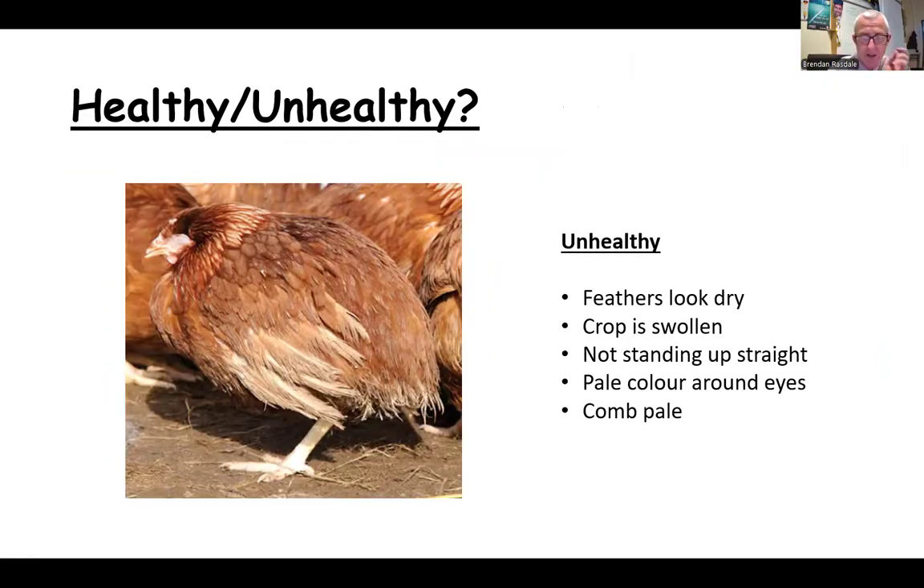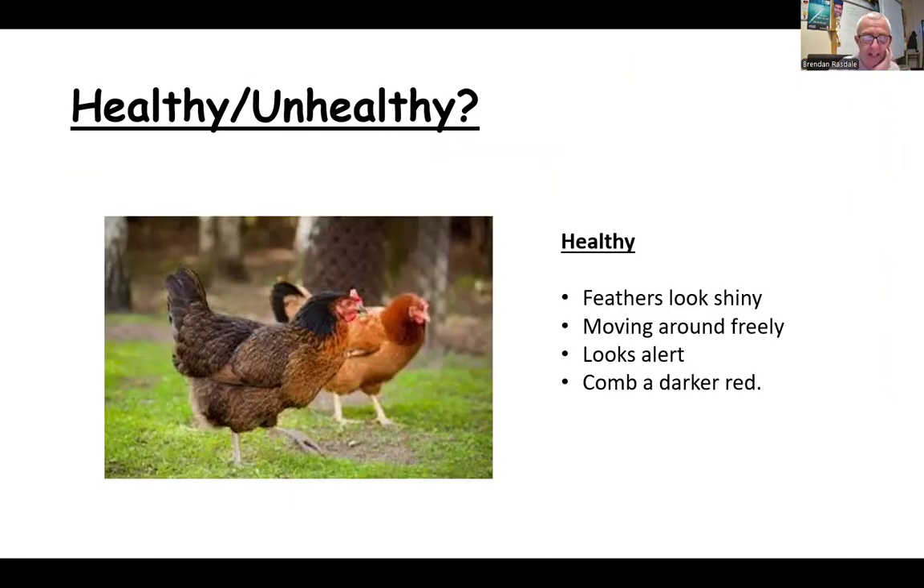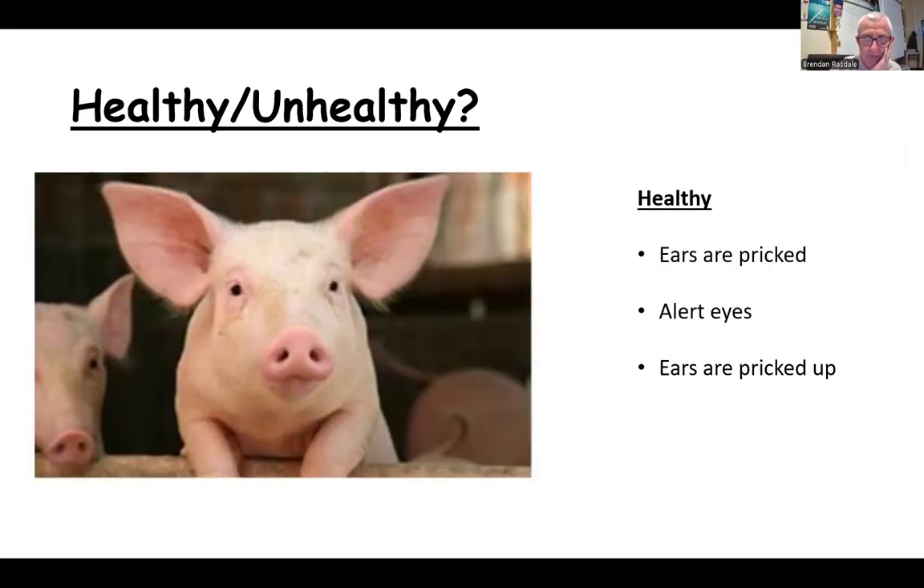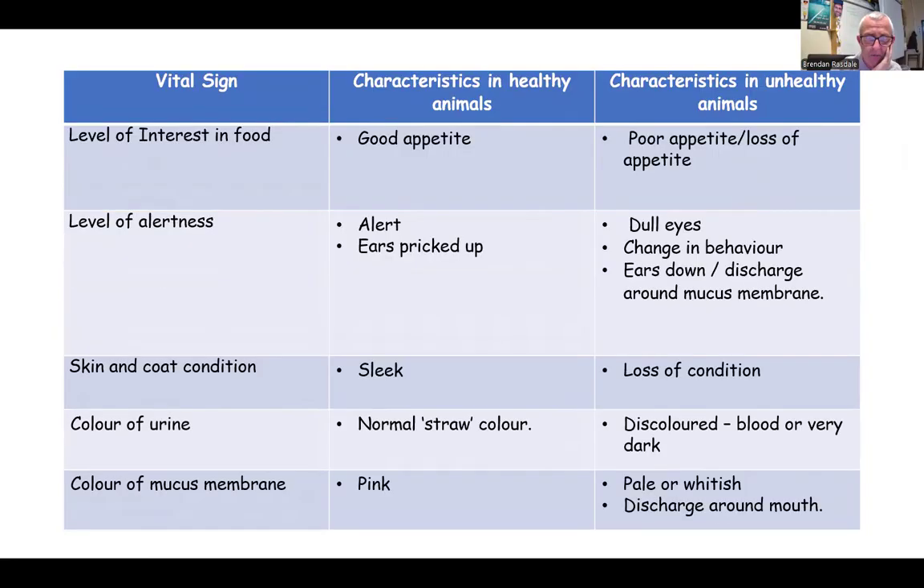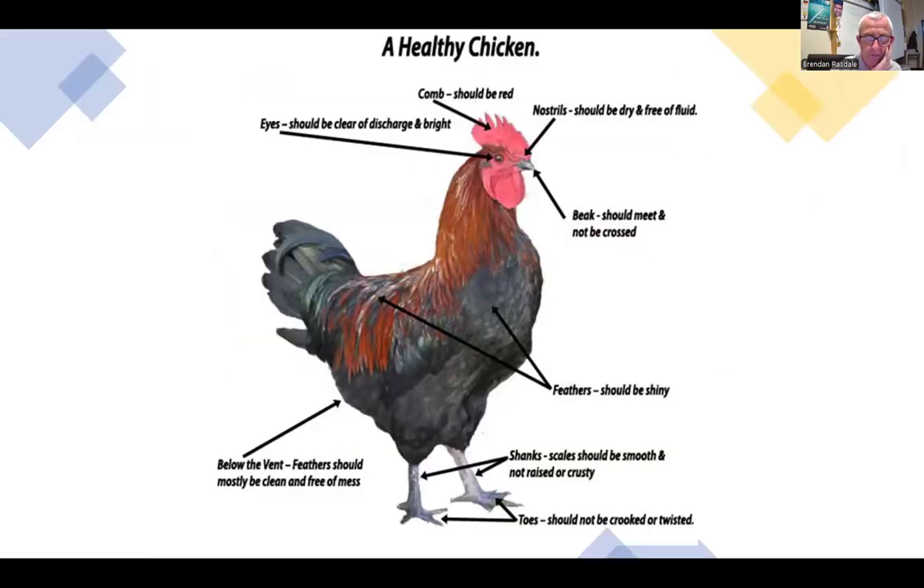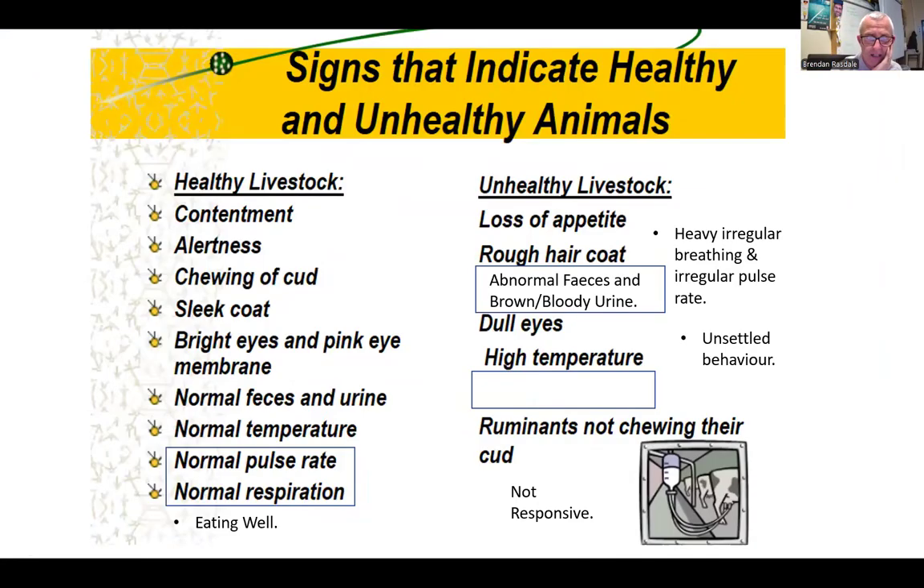Just taking a little look at the poultry. Again, listless, not straight, pale around the eyes, and the comb is the little pink bit on top of their head. Whereas look at that one there, they're alert, they move around much better. Really, guys, that one shouldn't take too long in your revision time. Go through your notes on that.